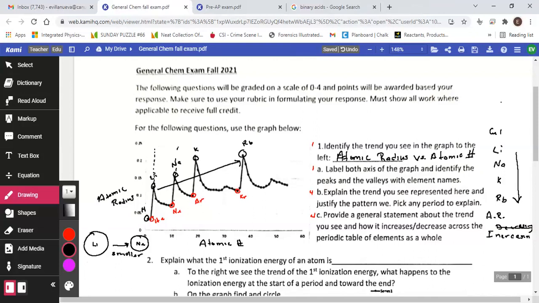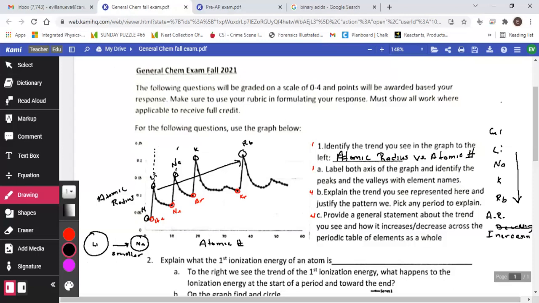So the general statement that you would have been able to put here, and you guys should be writing this down, is that the atomic radius decreases from left to right across a period, and increases from the top down of the periodic table, down a group. The reason for the increase down the group is because every new period adds a new electron cloud.